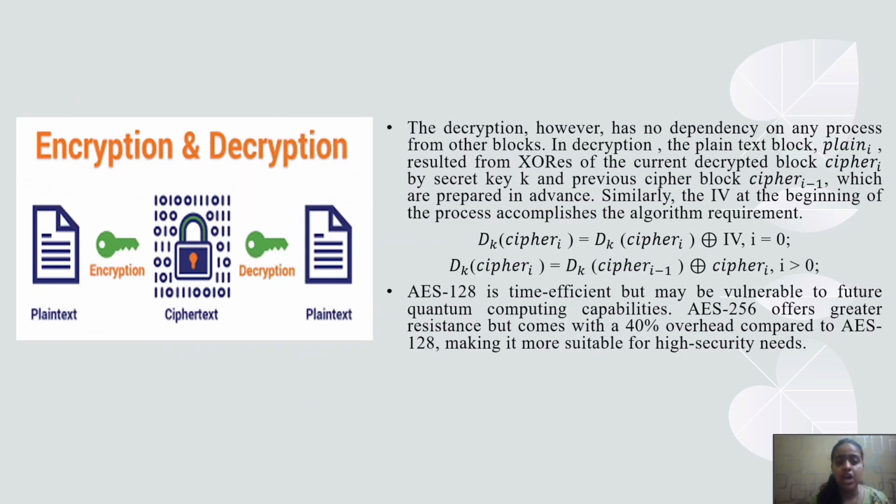The decryption, however, has no dependency on any process from other blocks. In decryption, the plain text block plain I results from XORs of the current decrypted block cipher I by secret key K and previous cipher block cipher I-1, which are prepared in advance. Similarly, the IV at the beginning of the process accomplishes the algorithm requirement as seen in the equation.